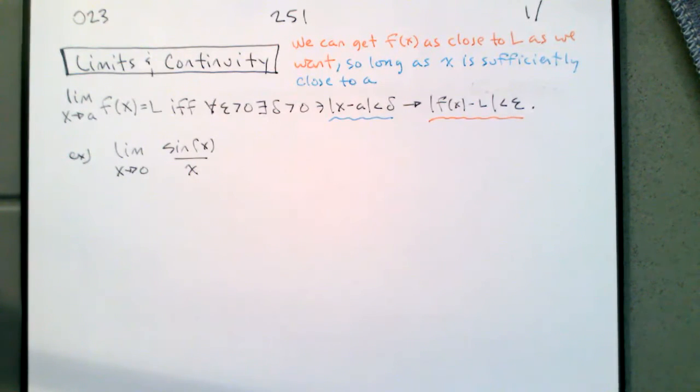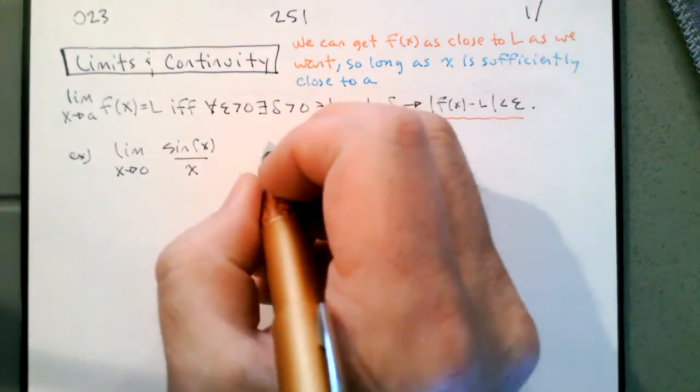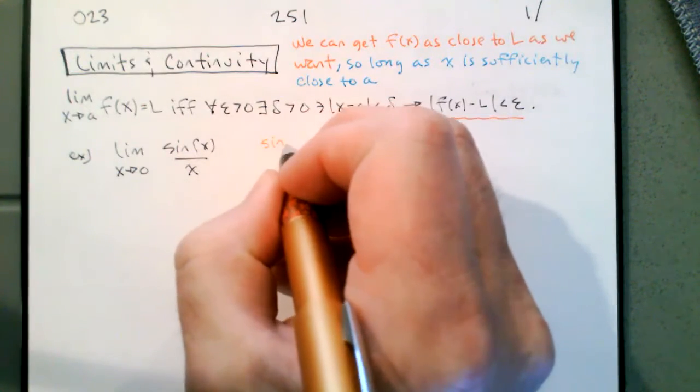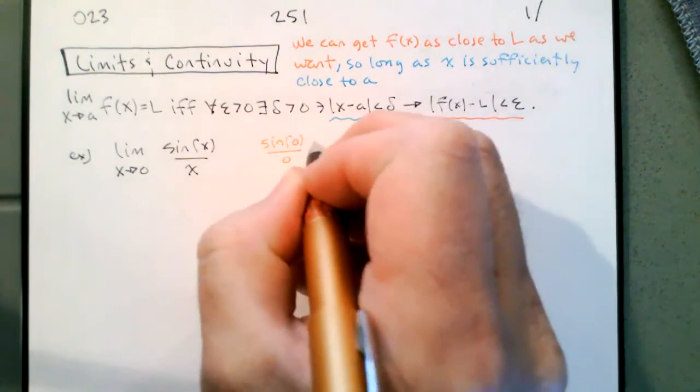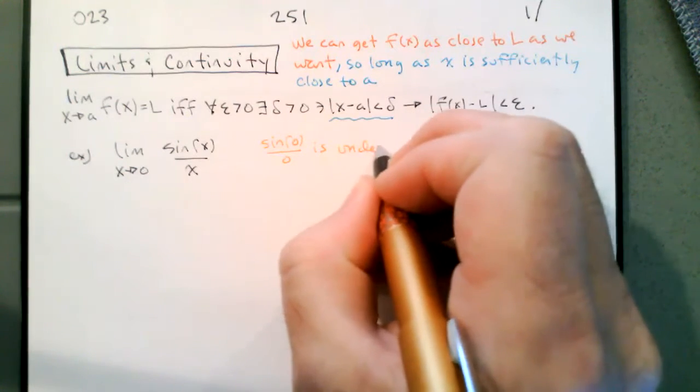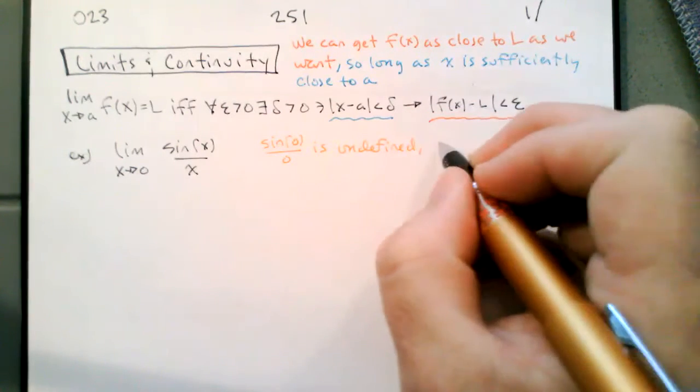Let's take a look at an example and remind ourselves of what we do. In this example, we have the limit as x approaches 0 of sine x over x. In this case, we can't plug in 0. This function is not defined at 0. But we can plug in numbers that are close to 0. So note, we can't plug in 0. Sine of 0 over 0 is undefined.